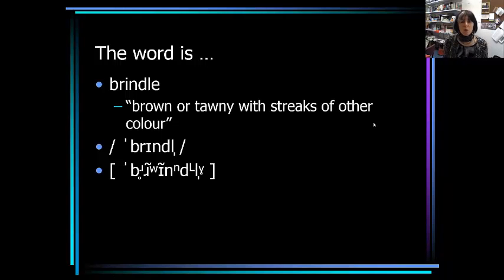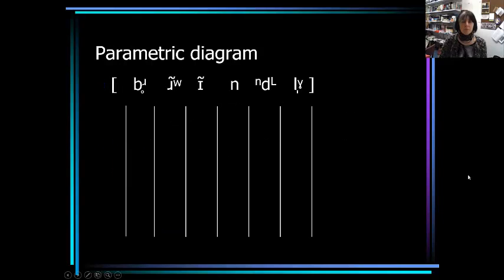What I've given you below is a broad phonetic transcription of the word brindle, and then a narrow phonetic transcription of the word. So the broad phonetic transcription of the word is this one, and the narrow phonetic transcription of the word is this one here. The first thing we need to do is produce a parametric diagram.